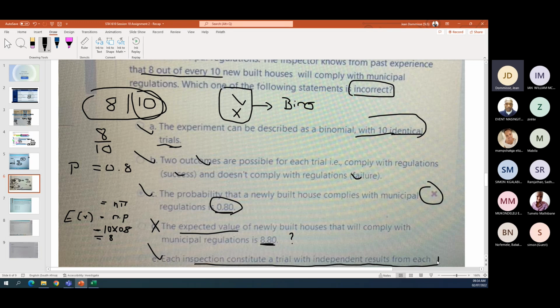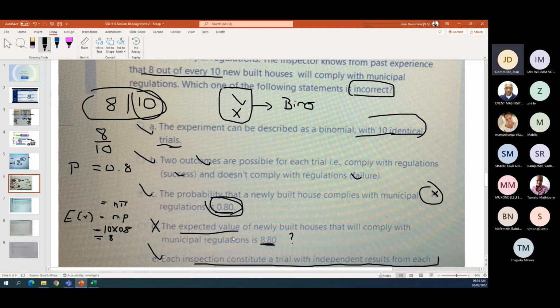So I would not even have expected it to be one of those two that was wrong, because if you mark that wrong, this one would have been wrong in any case. Because then you wouldn't have known what the P is and how to work out your expected value.